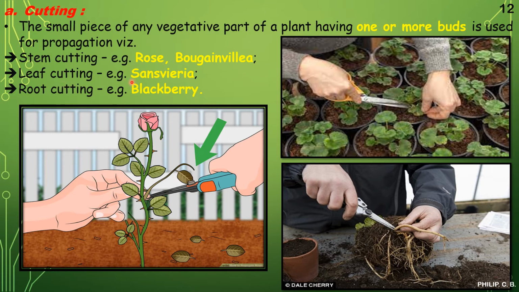Second, leaf cutting, sansevieria. Now sansevieria, we might not have come across the name, but it is commonly seen around us, which is otherwise called a snake plant. So again I put the image in the next slide to understand what sansevieria actually is. Then root cutting, example blackberry. So here again I have shown the image of how the cutting is carried out in different parts. Cutting in case of stem, then here the other image, leaf cutting, and then the third image, that is root cutting.